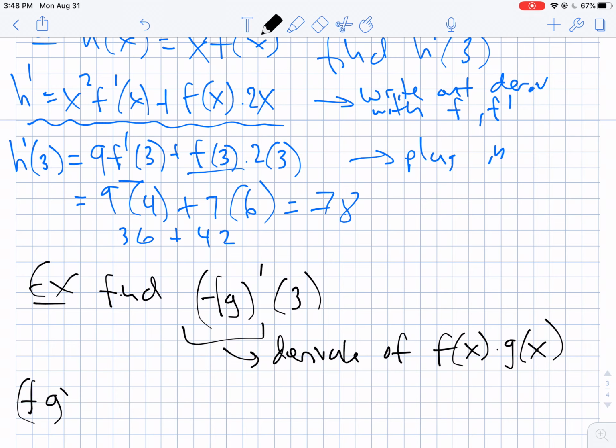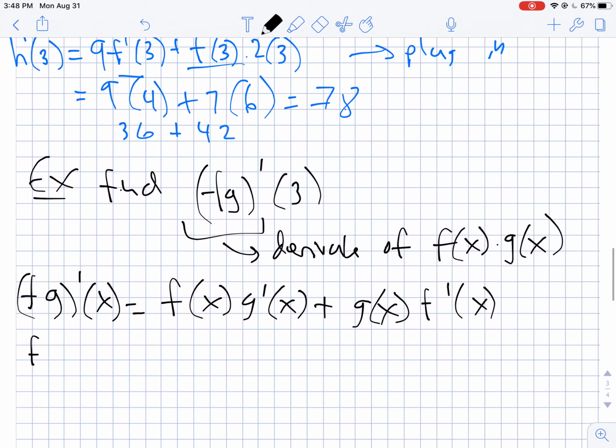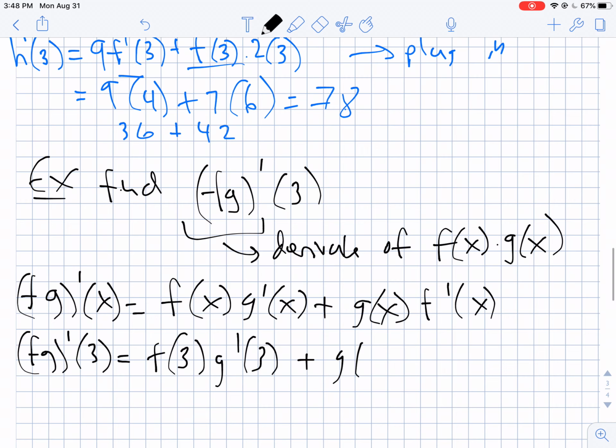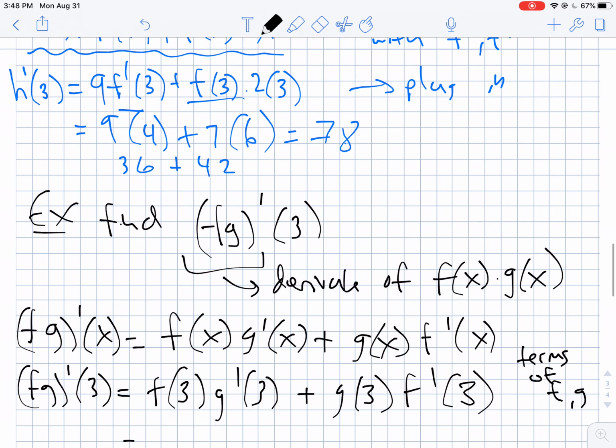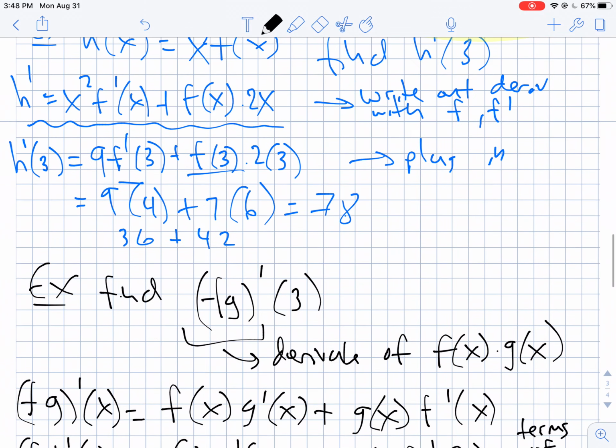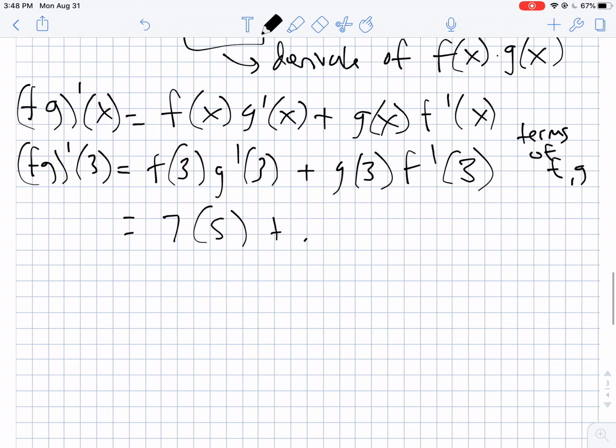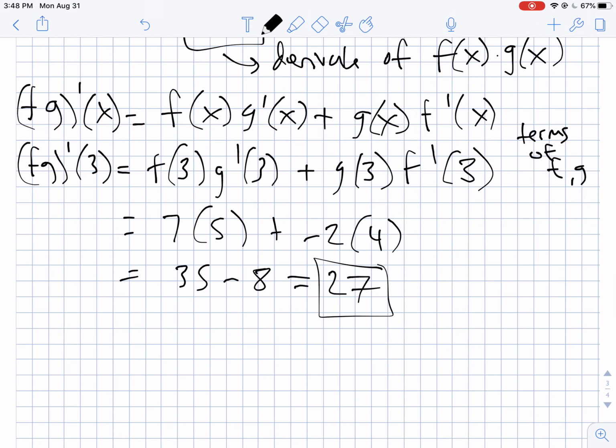So first off, (fg) prime of x, as always, when we write it in terms of x, that's the first times the derivative of the second plus the second times the derivative of the first. And then if we plug in 3, it's saying (fg) prime of 3 equals f of 3 g prime of 3 plus g of 3 f prime of 3. Okay, so we took our derivative again in terms of f and g, and then the last thing I'm going to do is just plug in the values. And again, we know all 4 of these values, right? They're given to us in the problem. So f of 3 is 7, g prime is 5, so that's 7 times 5 plus g of 3 f prime, so it's negative 2 times 4. So that turns out to be 35 minus 8, or 27. Okay, so I hope this helped, and I'll see you guys soon. Thanks for watching.